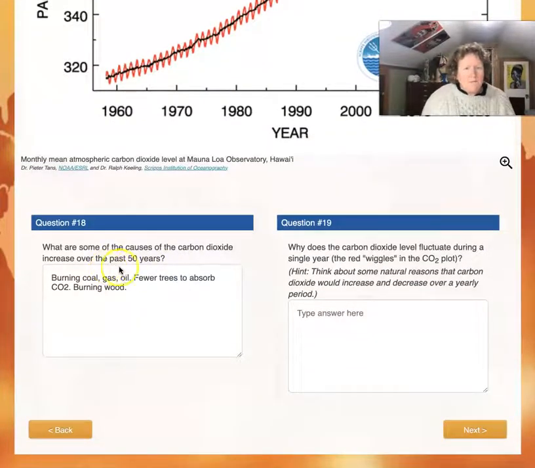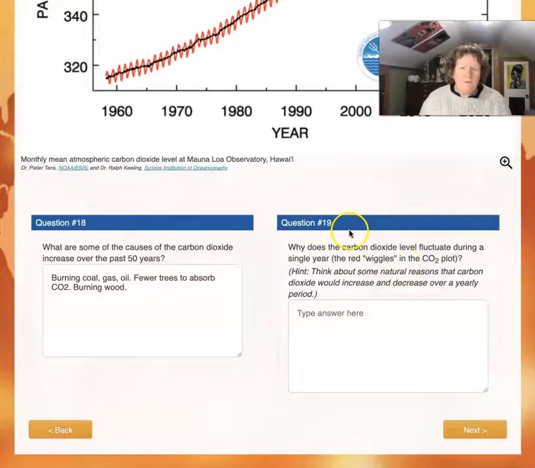So what are some of the causes of carbon dioxide increase in the past 50 years? You can come up with your own. Primarily, we're burning fossil fuels. There are fewer trees because we've done a lot of deforestation, or we've had a lot of forest fires because of climate change that burn down our trees. A lot of people burn wood to heat their homes. A lot of people in developing countries use wood to cook their food. And all of that wood has to be cut down from trees that usually absorb carbon dioxide.